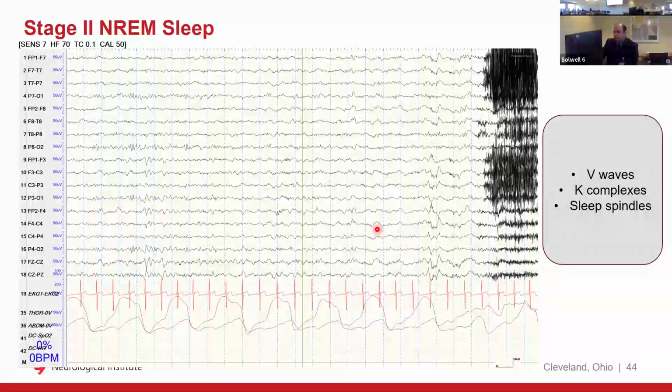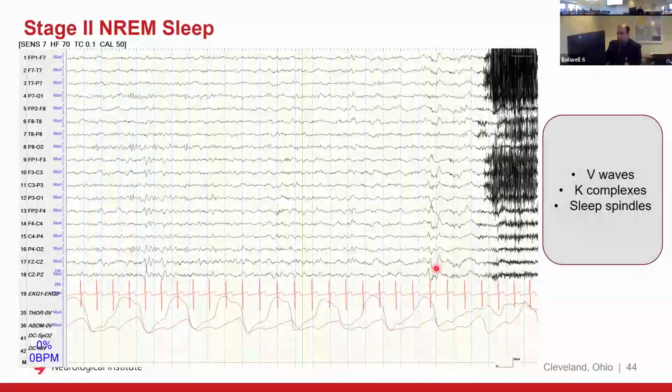The other thing which you will see, you'll see a lot, is a K complex. This is a bit of an example of that. K complex is a very large wave. It goes on for about 1 second. It's polyphasic or biphasic. You will see it nearly in all the channels connected to the EEG, and it's usually flanked by this spindle rhythmical activity.